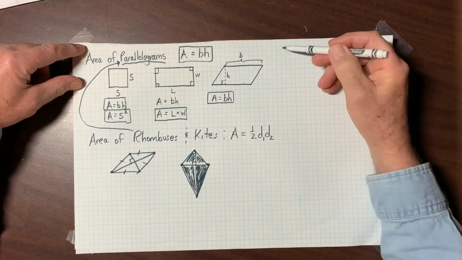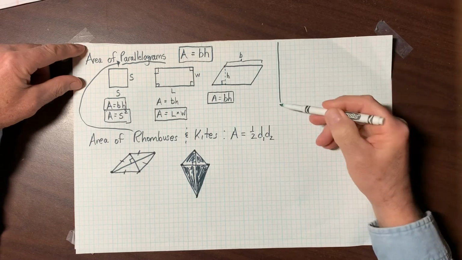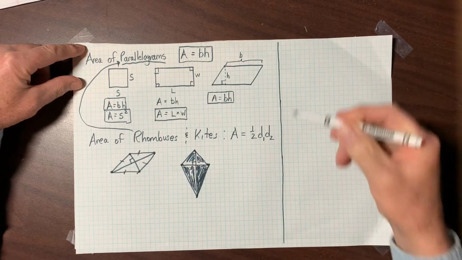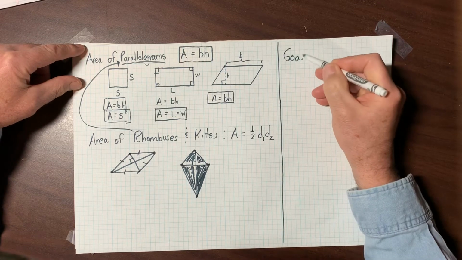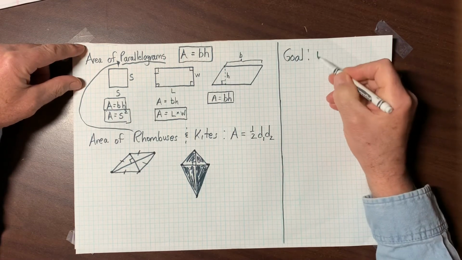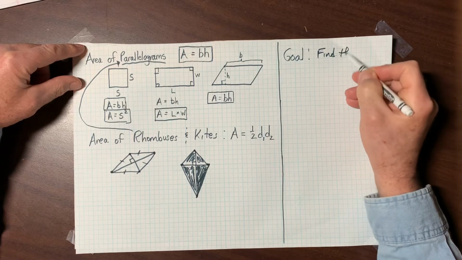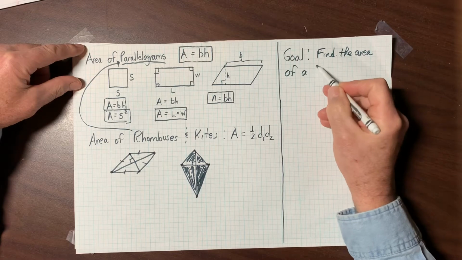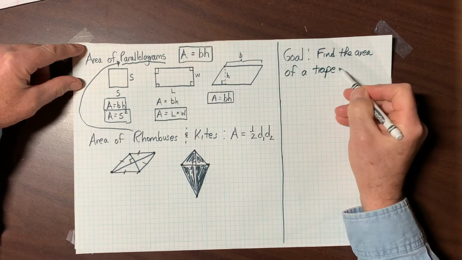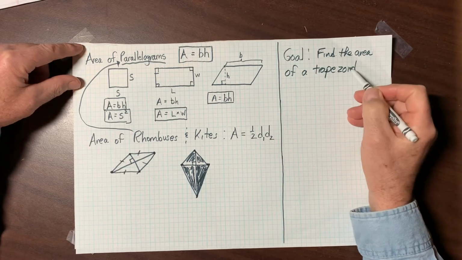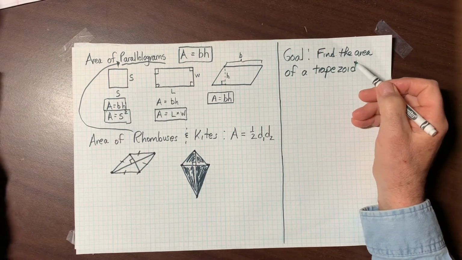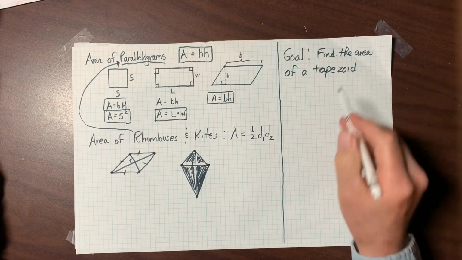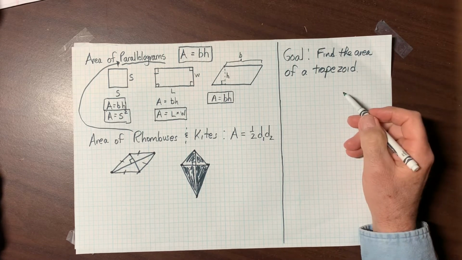Our goal today is to be able to find the area of a trapezoid. So by the time I'm done with this instructional video, the goal is that everybody will be able to find the area of a trapezoid.